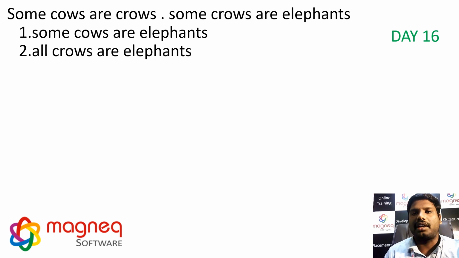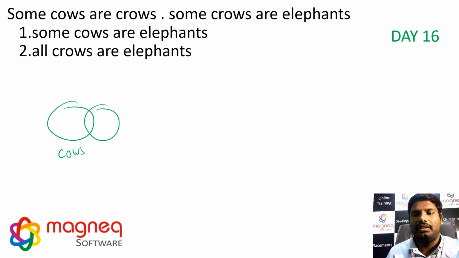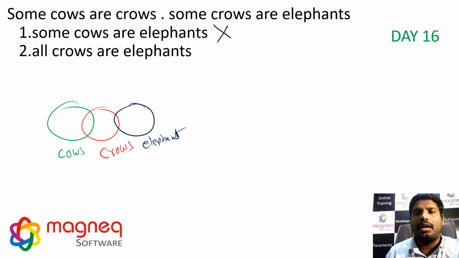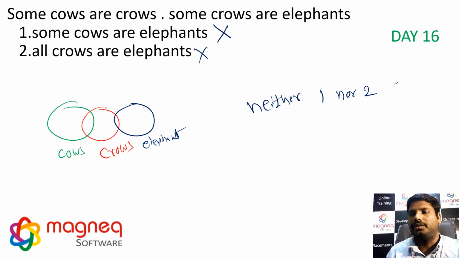Next, some cows are crows, some crows are elephants. So some cows are crows. Some crows are elephants. So first one, some cows are elephants. There is no relation, so false. All the crows are elephants. This is also false because it is given only some crows. So neither one nor two follows.